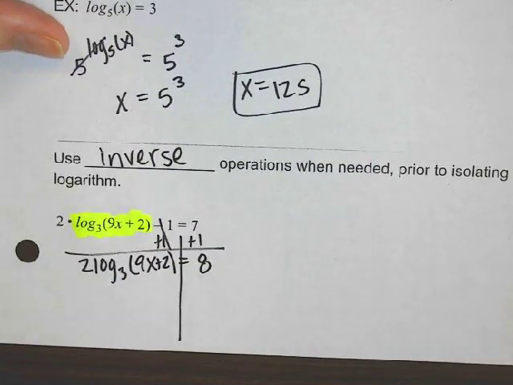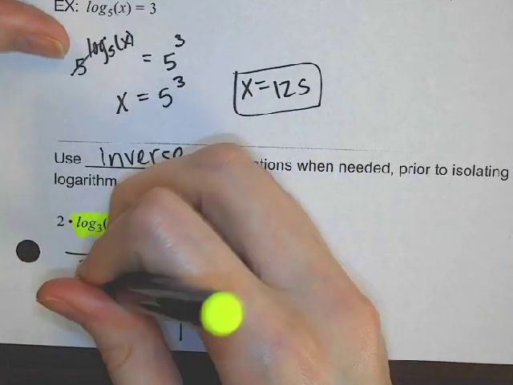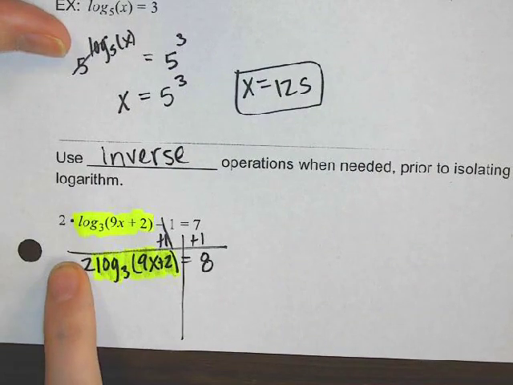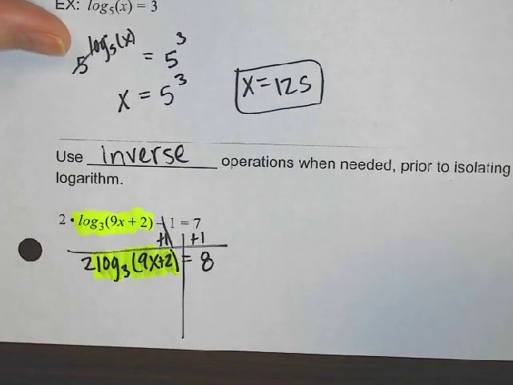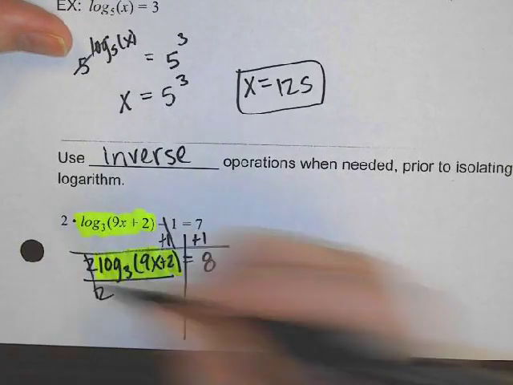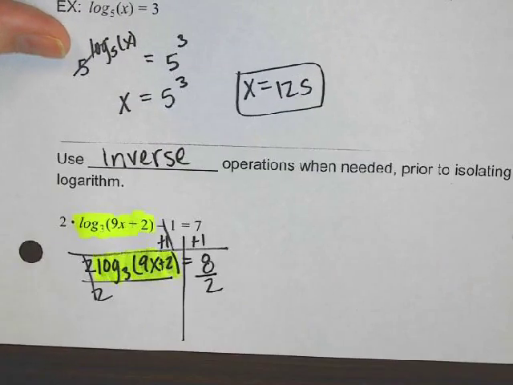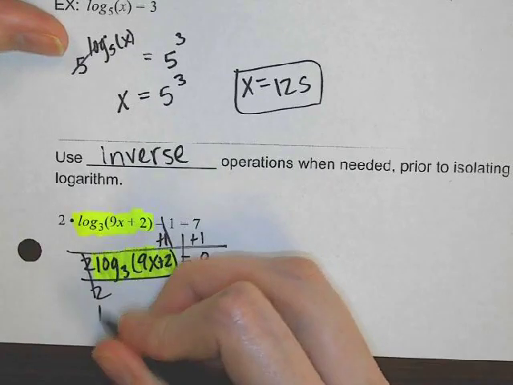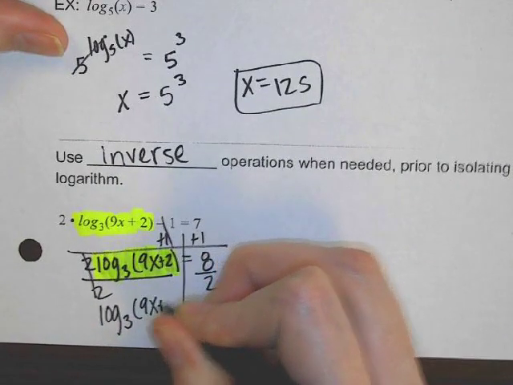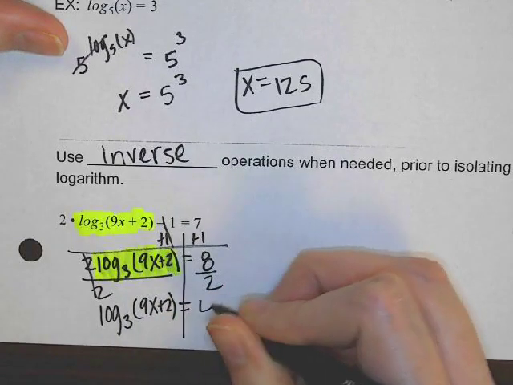Okay, again, the logarithm is not isolated yet. So now we need to get rid of that 2 that is attached to the log, meaning it is being multiplied. In order to get rid of multiplying by 2, we divide by 2. Then I also divide 8 by 2. Drop it down, we get log base 3 of 9x plus 2 equals 4.